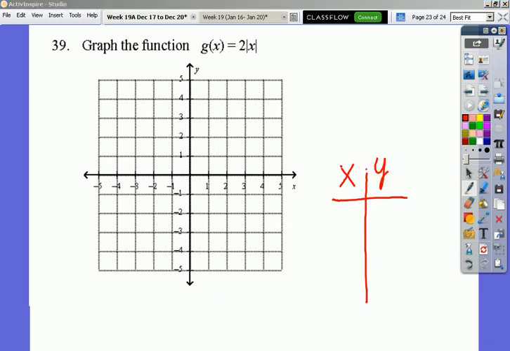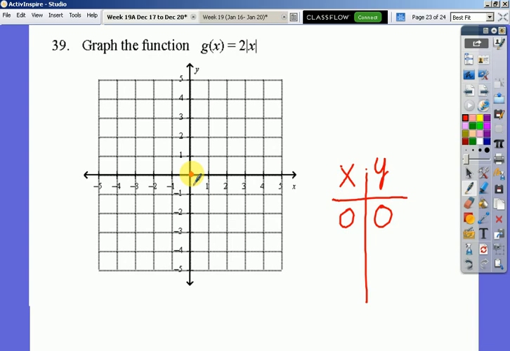So your vertex here is 0, 0. You're not moving to the left or right. You're not moving up or down. So that's our starting point, our base point. We always start with that base point. Do you remember what we do next?